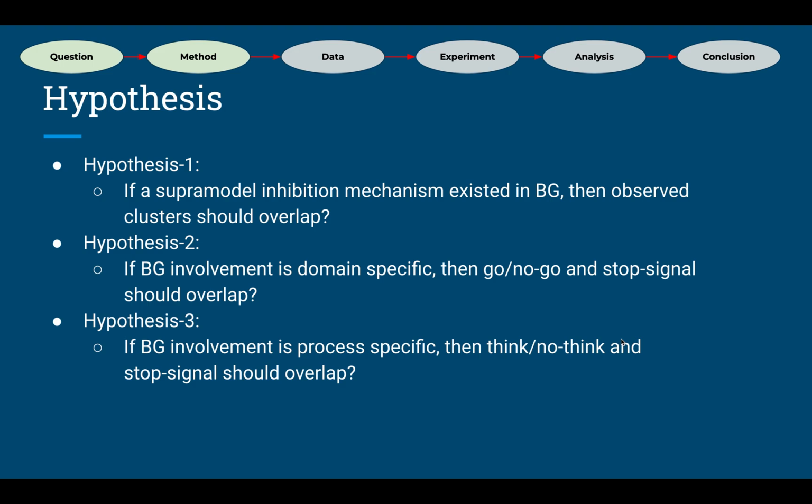Based on these three tasks, we can devise three hypotheses actually. One is if the supramodal mechanism exists, then these two regions should overlap. At least these two clusters should overlap. If the BG involvement is domain specific, then the first two tasks should overlap. If the BG involvement is process specific, then the second two tasks should overlap.